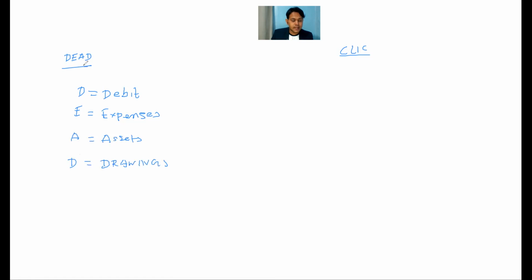So when DEAD is increased, that time it is debit. When DEAD is decreased, that time it is credit. For example, when my expenses increase, that is debit. If my asset is increased, that is debit. If my drawings is increased, that is also debit. On the other hand, when my expenses decrease, going down, if my asset is decreased, or if my drawings is going down, that is credit for me.